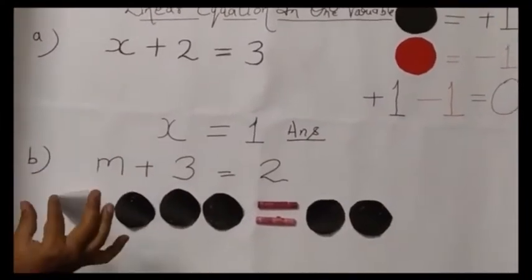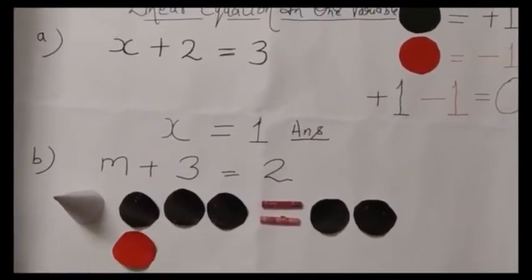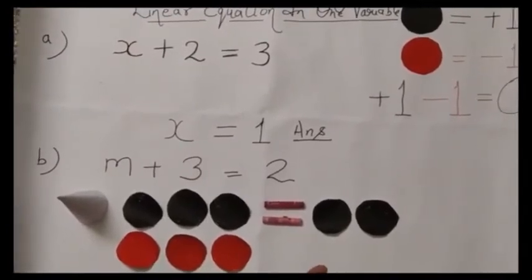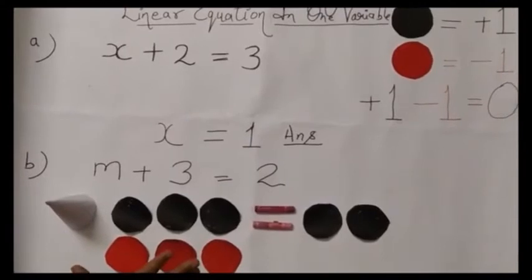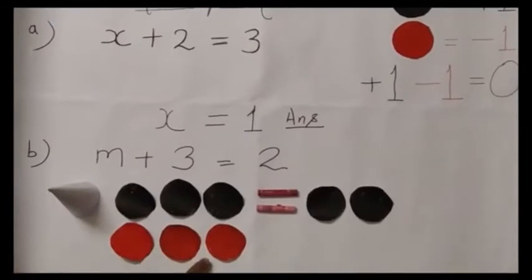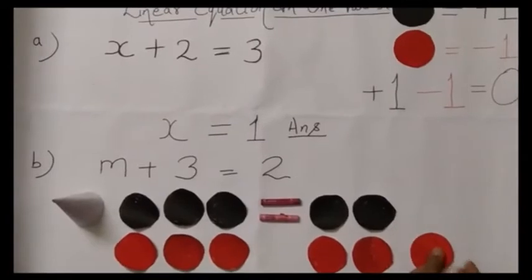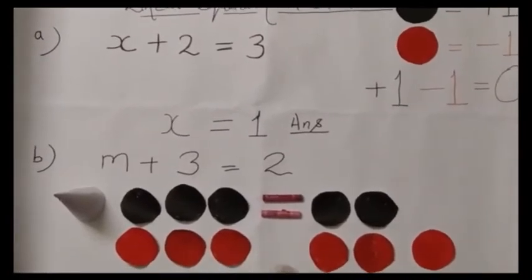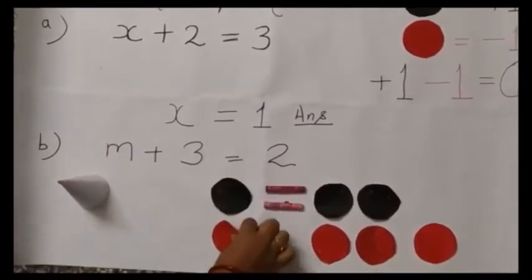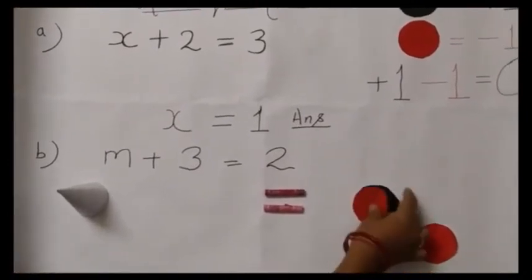Now again I have to find the value of variable m. So I have to remove 3 from here. So I put 1, 2, 3 red circles, and according to the balancing method, whatever we add, subtract, multiply or divide on the LHS, the same thing we have to apply on the RHS. So 3, that means 1, 2 and 3. Okay, 3, 3. So plus 1 minus 1 is 0, plus 1 minus 1 is 0, plus 1 minus 1 is 0, and so on.